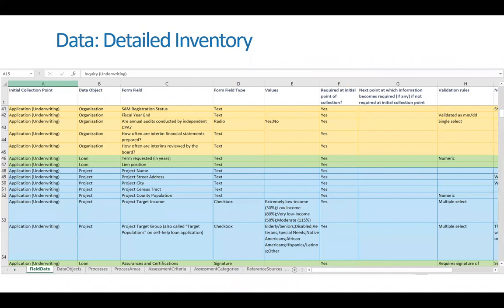And then if you really wanted to get detailed on the data front, there are different data points that are collected at many steps of the processes. You would really want to do a detailed data inventory. What this does is give you, at the field level, so to speak, on a web form for example, what the data is that's being collected, what data object it's going into, what the form field type is, what the acceptable range of values is, whether it's required, the validation rules, et cetera, et cetera.